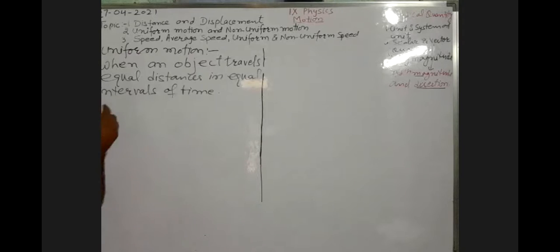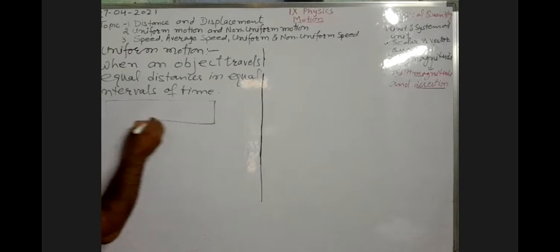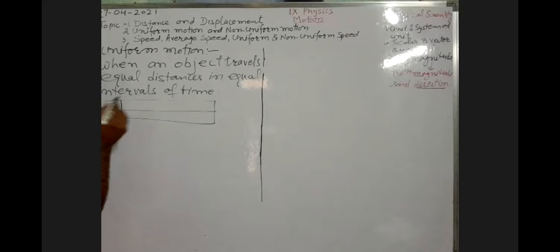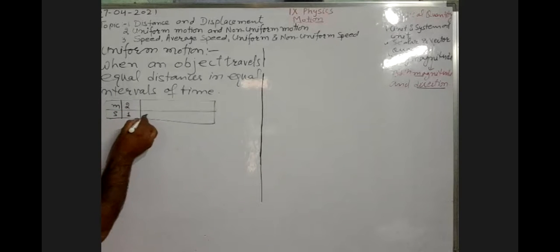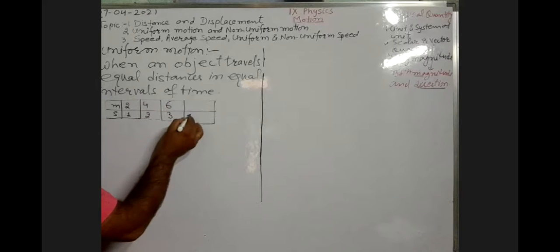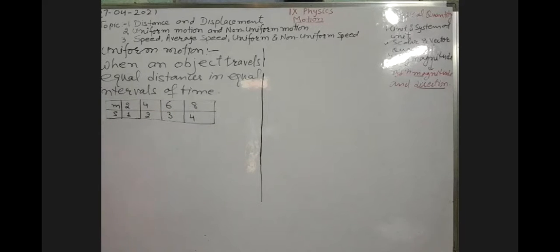So let's take an example. I'm just taking an example: let the distance traveled be in meters and the time taken in seconds. Let in 1 second the distance traveled be 2 meters. In 2 seconds, the distance traveled is 4 meters. In 3 seconds, 6 meters. In 4 seconds, 8 meters.